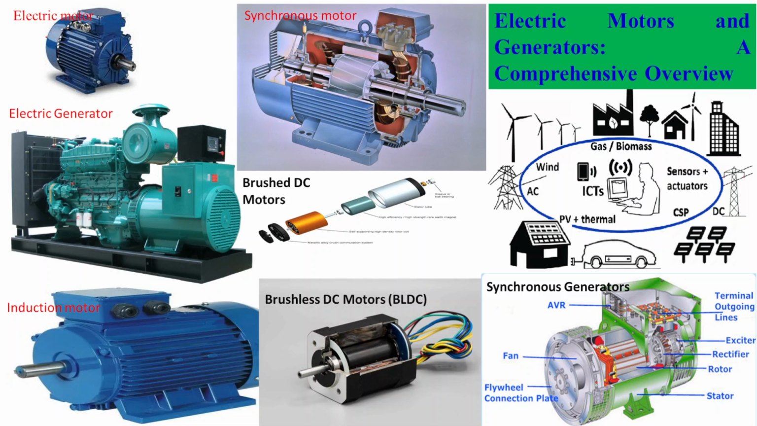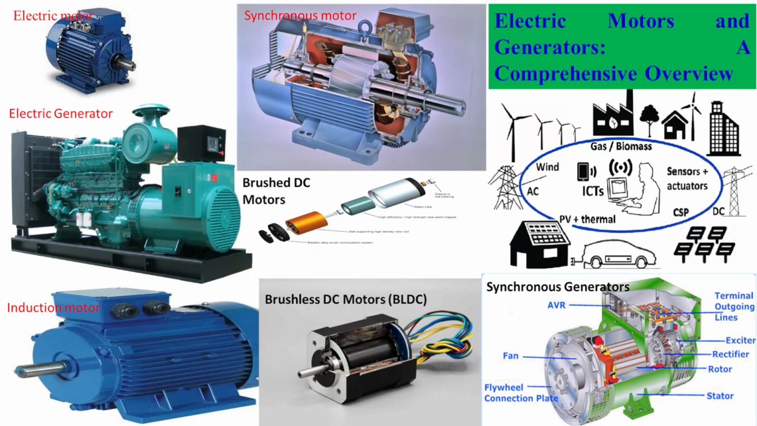The roots of electric motors and generators can be traced back to the early 19th century, where pioneers such as Michael Faraday and Tesla laid the groundwork for their development. Faraday's discovery of the electromagnetic induction in 1831 paved the way for the modern electric generator, while Tesla's innovations in alternating current systems revolutionized the design and the operations of electric motors.